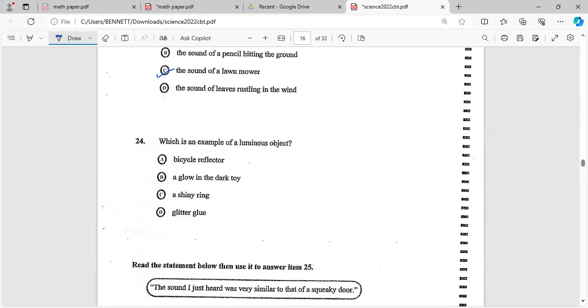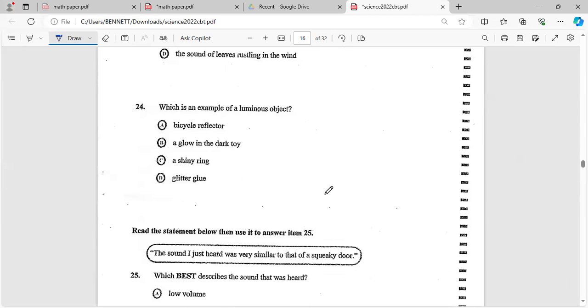Which is an example of a luminous object? Is it A, a bicycle reflector, B, a glow-in-the-dark toy, C, a shiny ring, or D, glitter glue? Type that in the comment section, guys. And that's a glow-in-the-dark toy.